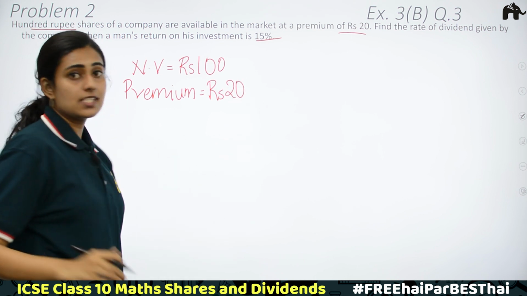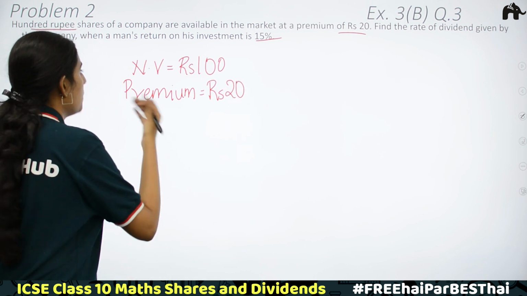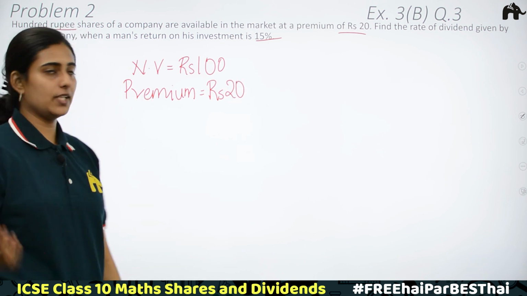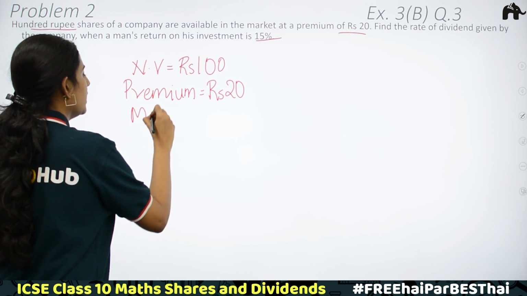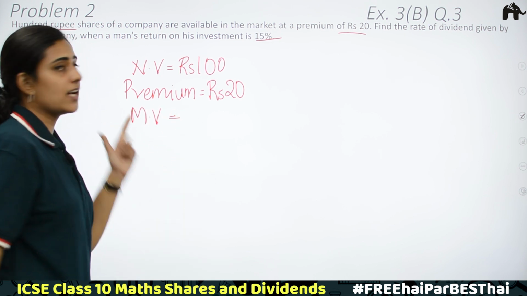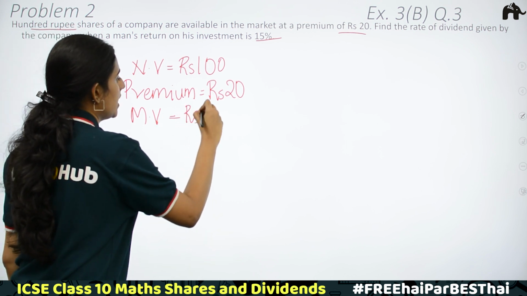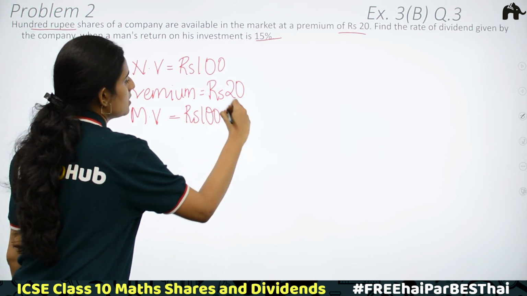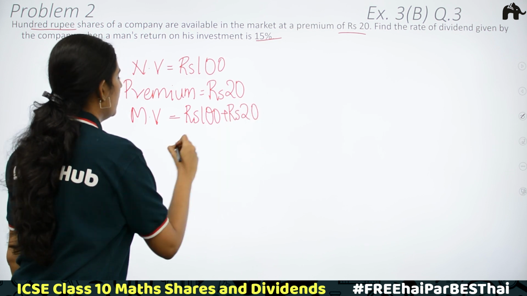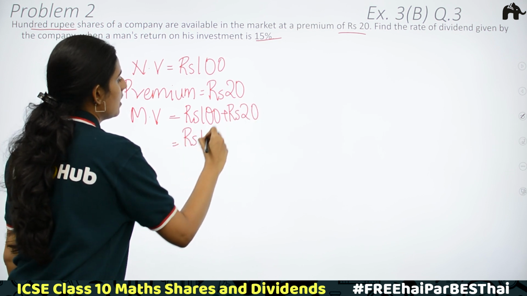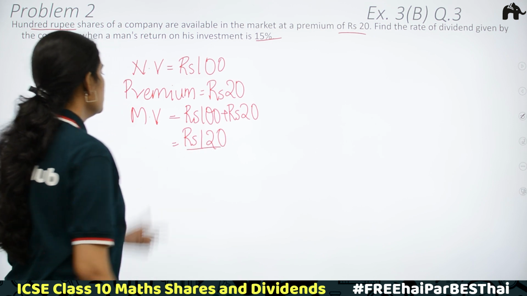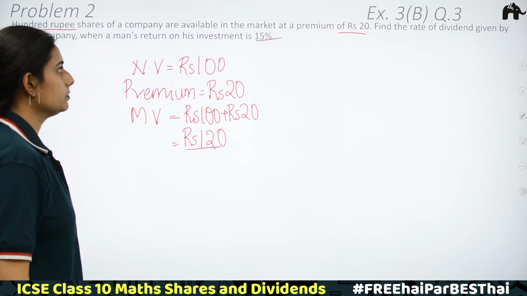So, this is a case above par. Market value should be greater than nominal value. We can calculate the market value easily. What is market value? Nominal value plus premium. Rupees 100 plus rupees 20 equal to rupees 120. This is our market value.